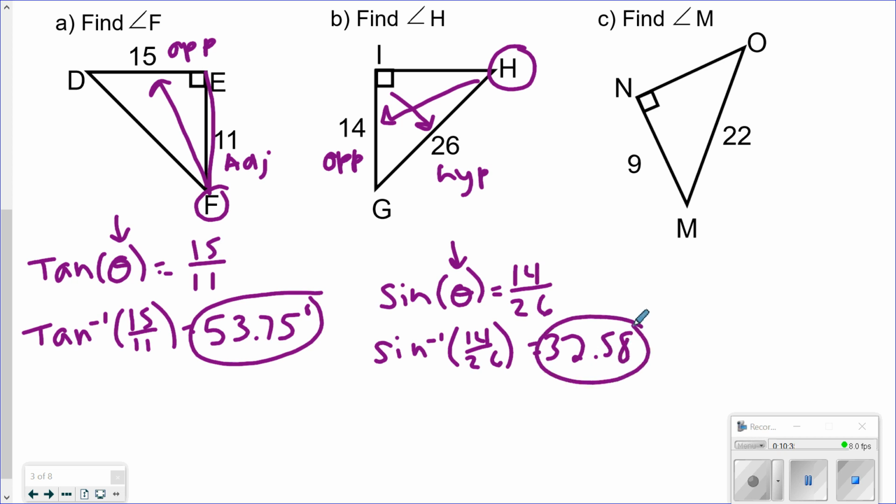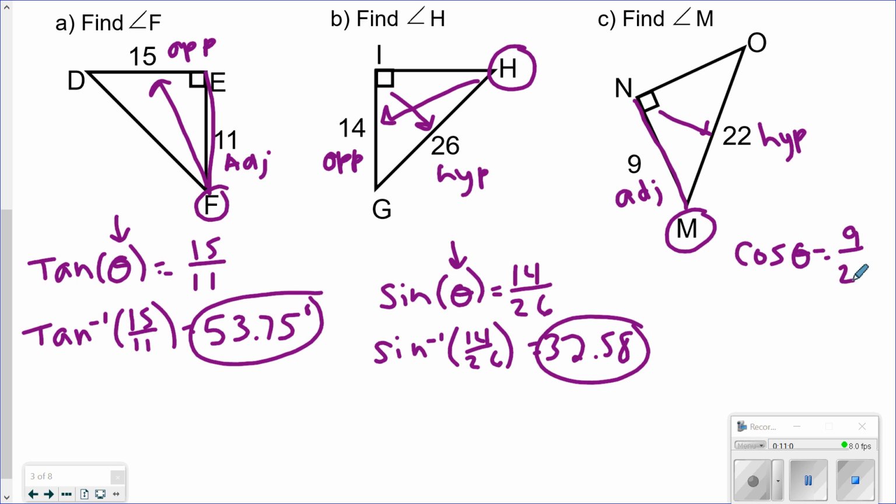For part C, we're trying to find M here. So I know this side, which is the adjacent side. I know this side here, which is the hypotenuse. So adjacent and hypotenuse would be cosine. So cosine of theta is equal to adjacent 9 over the hypotenuse, which we know is 22. Inverse cosine. So inverse cosine of 9 over 22. Plug that right into your calculator, and you get approximately 65.85.